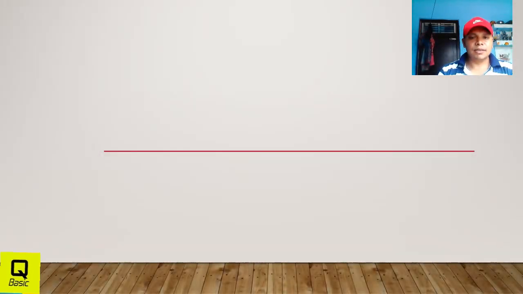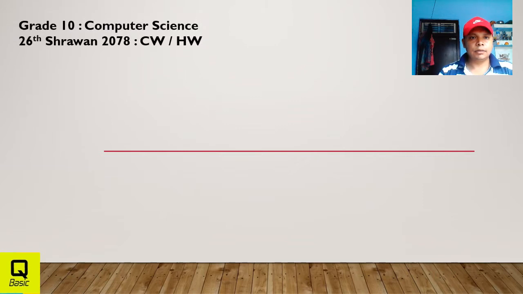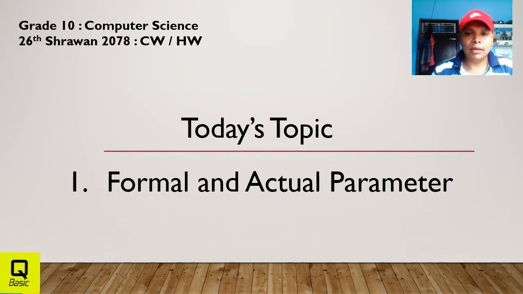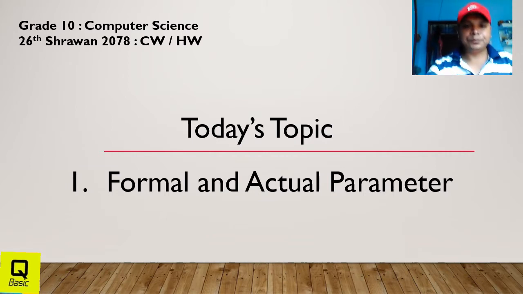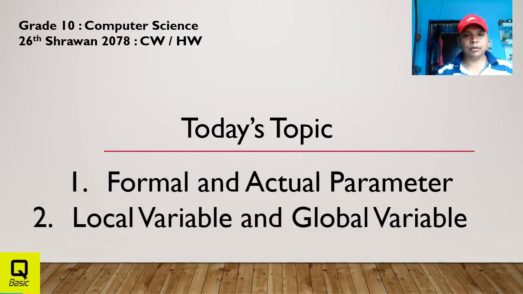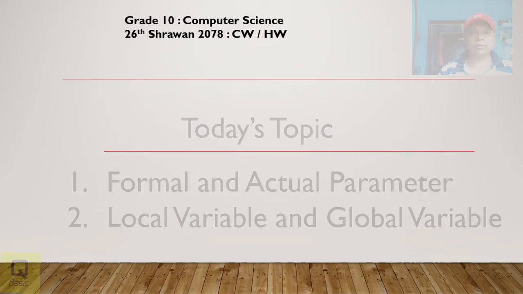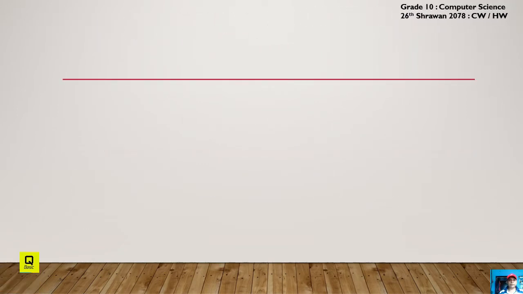But today's topic is here for the grade 10 computer science. Today we'll learn about formal and actual parameters, and also about the global and the local variable. Okay, local and the global. So we'll move to the next slide.